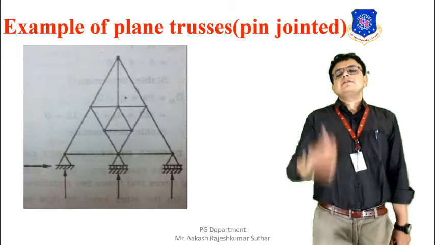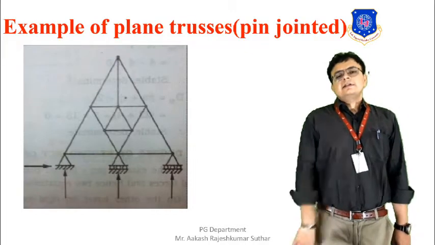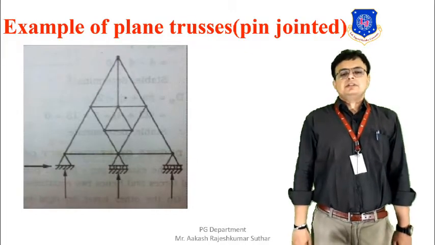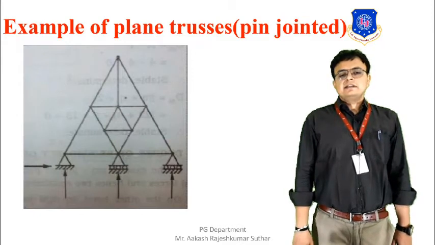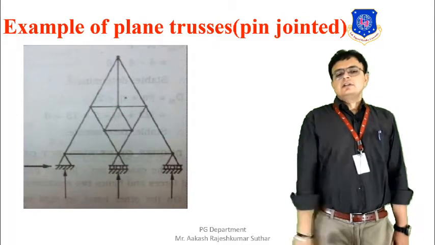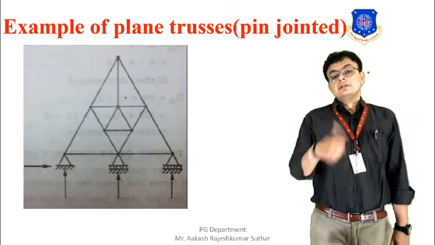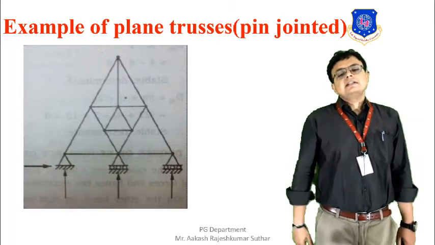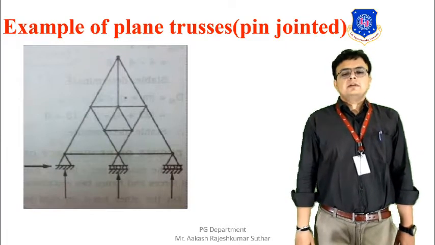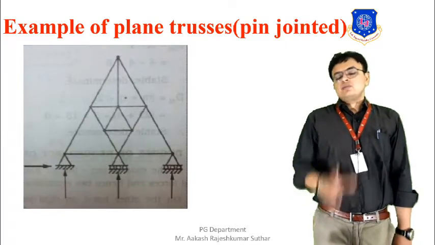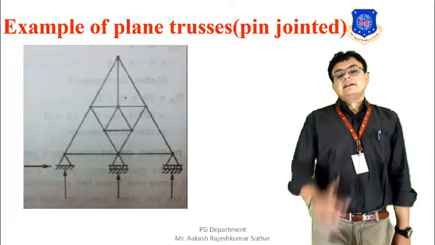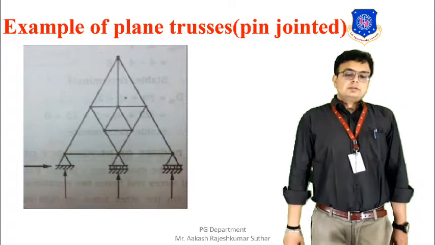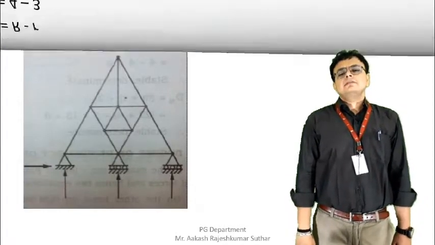You can see a figure over here. It is a pin jointed plane truss. Okay. Basically, it has three supports. One is a roller support, the second one is also a roller support, and the third one is a pin support. Now you can see what reactions are available at the supports. So let's solve this sum.